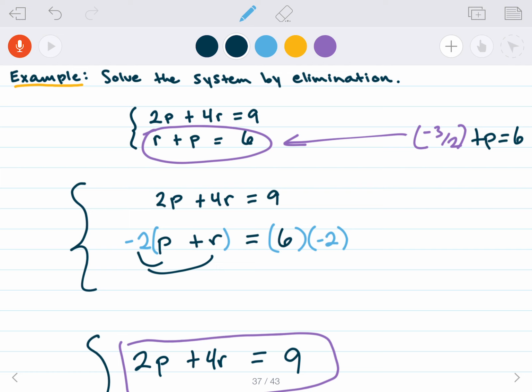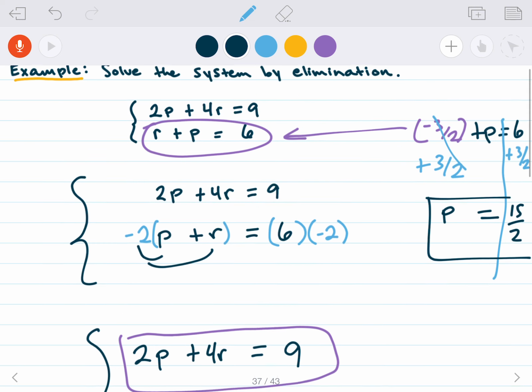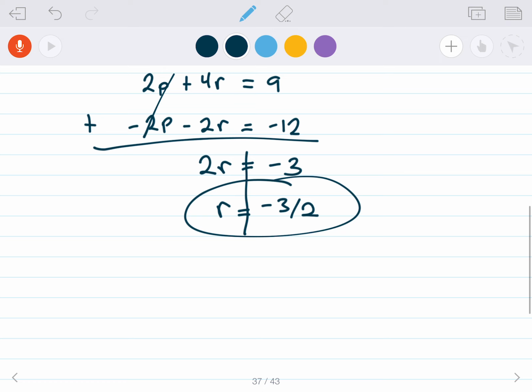Let's solve for p by undoing -3/2, adding 3/2 to both sides. And p is going to equal, let's see, 6 plus 3/2. That's going to be 15/2. So that's my answer. So p is equal to 15/2, and r is equal to -3/2.